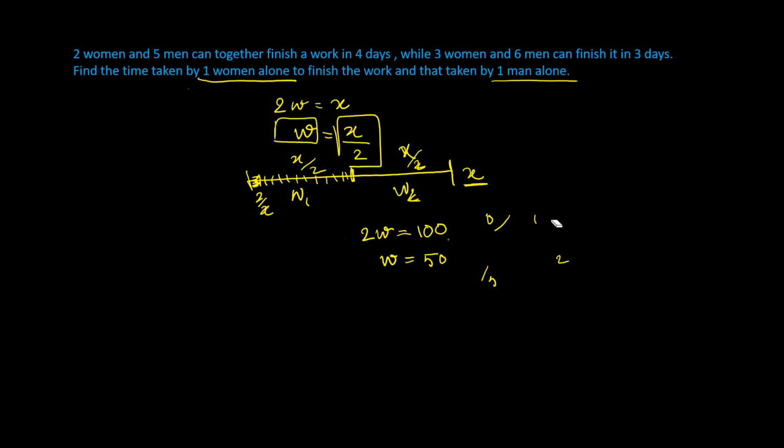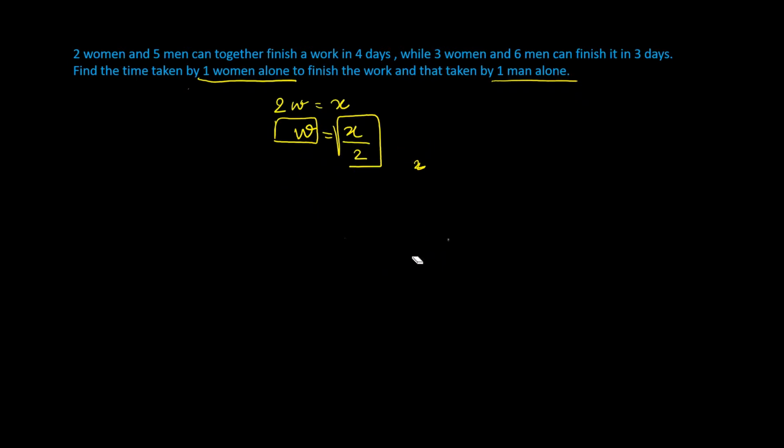Now I'll take all this off. What we understood here is that it is doing the reciprocal of the work each day. I'll write that down here on the side: each woman on each day is doing 2 by x of the work.